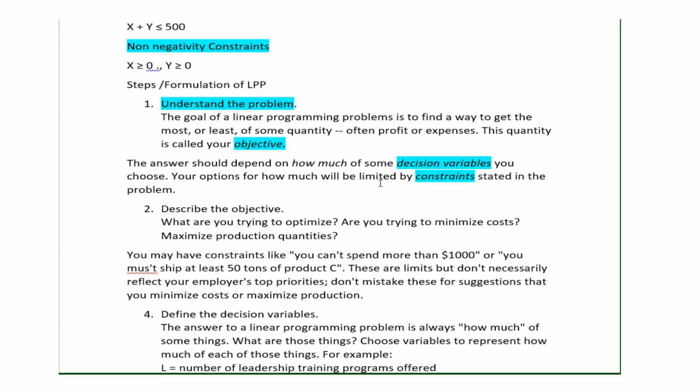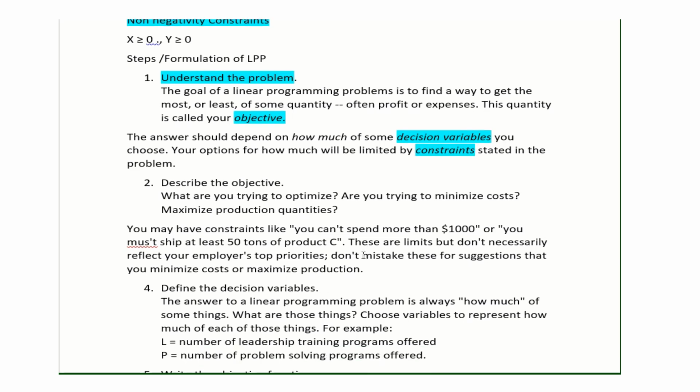So that is why I start from the beginning itself. You have to read the problem once or twice and then you can understand it. Then only you can easily identify what the objective is, what the decision variables are, and what the constraints are in that particular problem. Next, describe the objective. Are you trying to minimize the cost or maximize the production quantities?